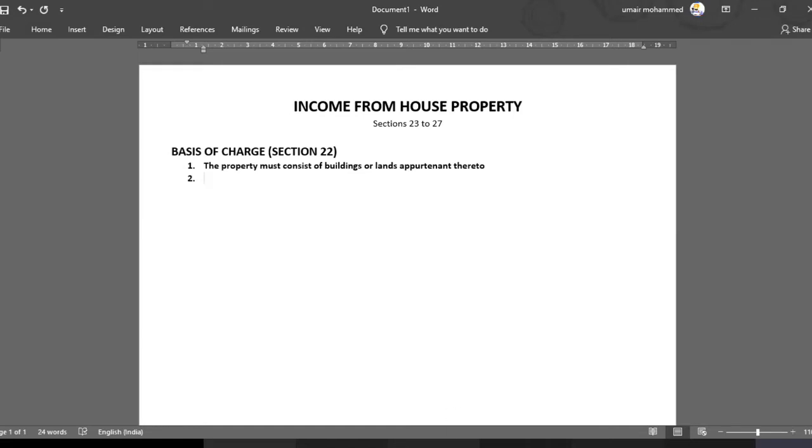So this is the first important condition that you always have to look for: whether there is a building or not. So this condition is extremely important.